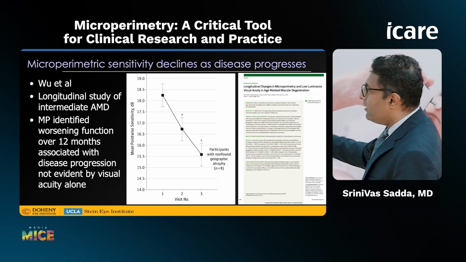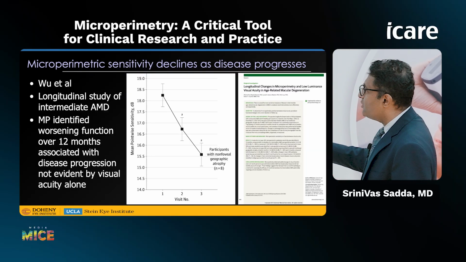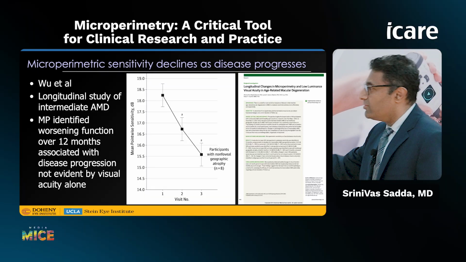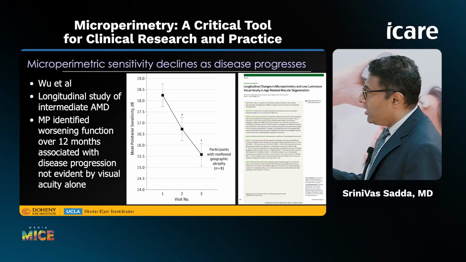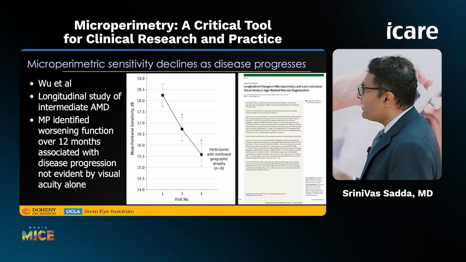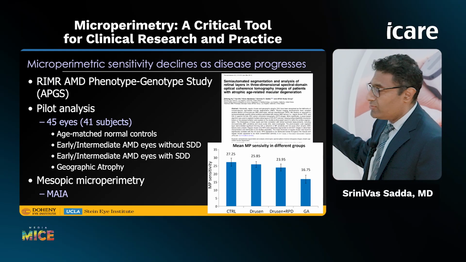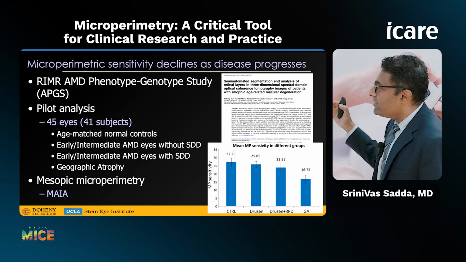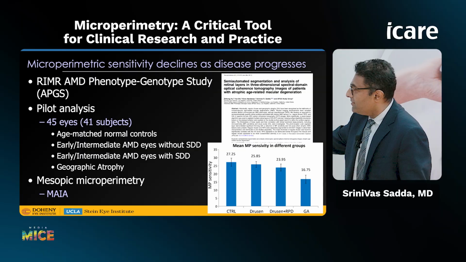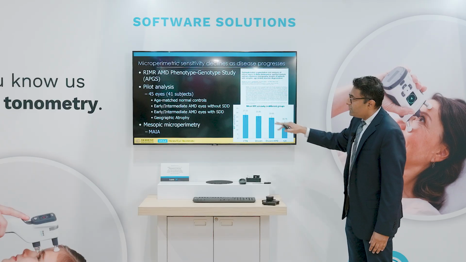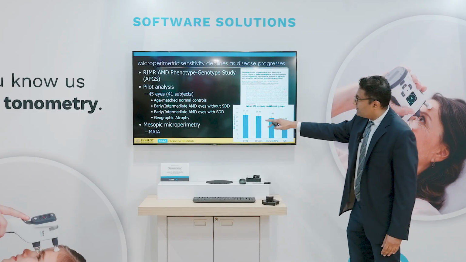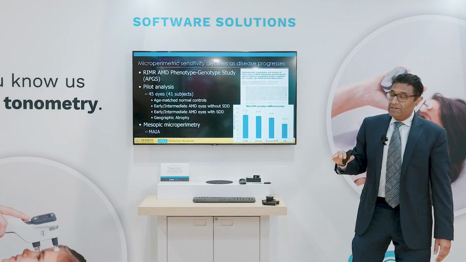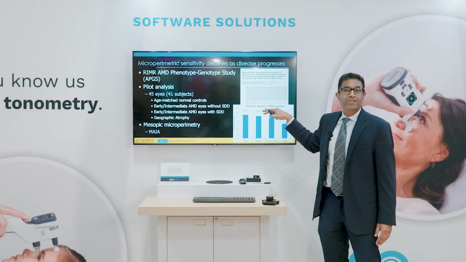This is just a study of patients with intermediate AMD, showing that as the disease progressed from early intermediate AMD to more advanced intermediate AMD, this was mirrored by a loss of sensitivity over time. We did this through the Reimer group. This was a paper that we had been involved in, where we looked at eyes with different stages of AMD, and you can see a nice relationship between the MAIA microperimetric sensitivity and the progression of the disease over time. So these patients didn't have any change in their acuity.